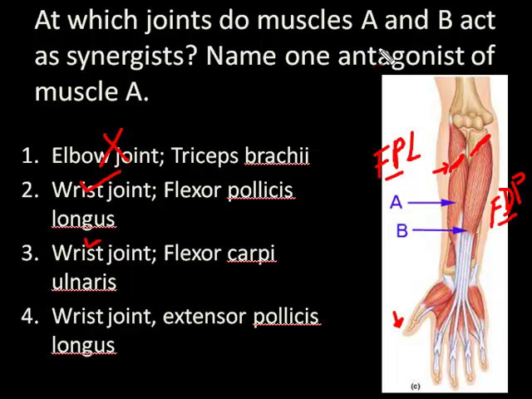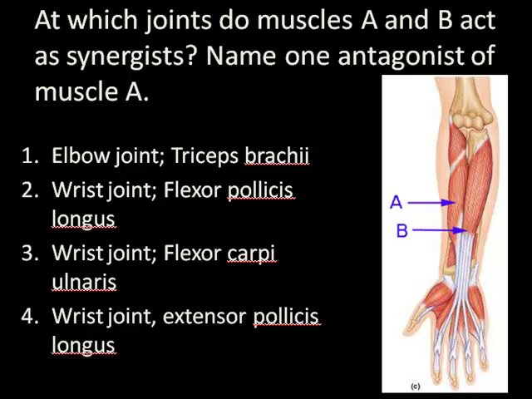But let's see the second part of the question, which asks you to identify an antagonist of muscle A. So we've said this is flexor pollicis longus. So obviously this answer could not be right, because flexor pollicis longus is the muscle. You need to identify what is the antagonist of this muscle. So this wouldn't be a correct answer to this question. Let's look at the third choice, which says flexor carpi ulnaris. Now this choice would be correct if this muscle was flexor carpi radialis, because flexor carpi radialis causes abduction at the wrist joint, and flexor carpi ulnaris causes adduction at the wrist joint.